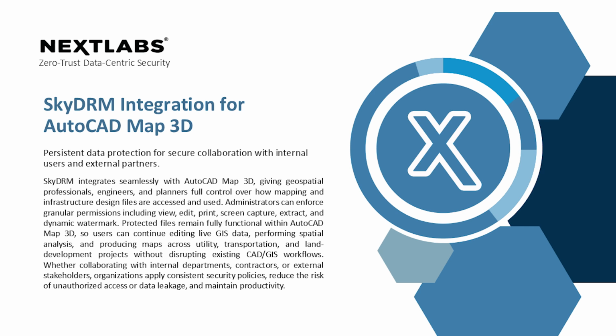SkyDRM integrates seamlessly with AutoCAD Map 3D, giving geospatial professionals, engineers, and planners full control over how mapping and infrastructure design files are accessed and used. Administrators can enforce granular permissions including view, edit, print, screen capture, extract, and dynamic watermark. Protected files remain fully functional within AutoCAD Map 3D, so users can continue editing live GIS data, performing spatial analysis, and producing maps across utility, transportation, and land development projects without disrupting existing CAD/GIS workflows.